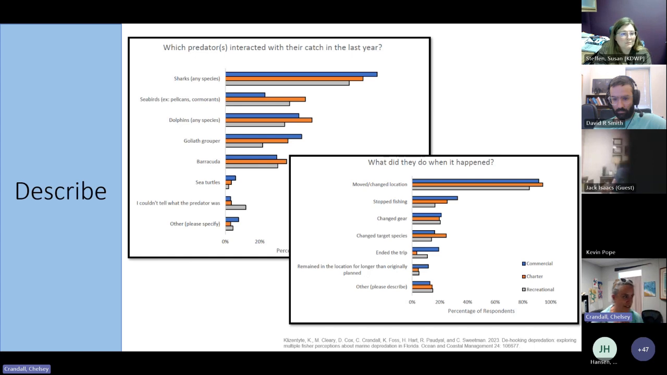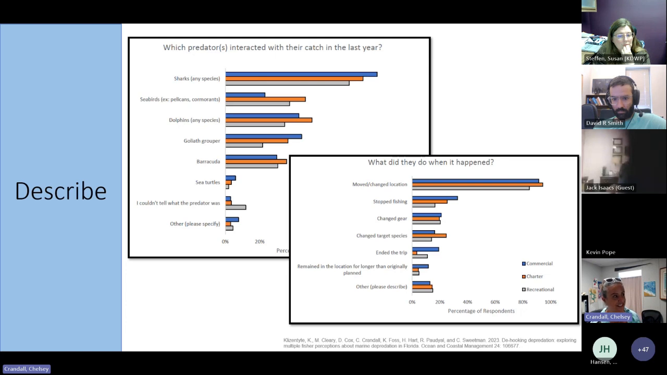So in this case, we wanted to explore what's going on with these predator interactions across our different fishing sectors. What predators are they interacting with? Are there any hot spots or particular gears, things like that, that might be associated with these interactions? And we found, for example, that a lot of folks are changing their behavior when these interactions occur. Often this means moving or changing their location. So we can think about what impact that might have on their fishing experience, especially when we're talking about costs for charter and commercial fishers.